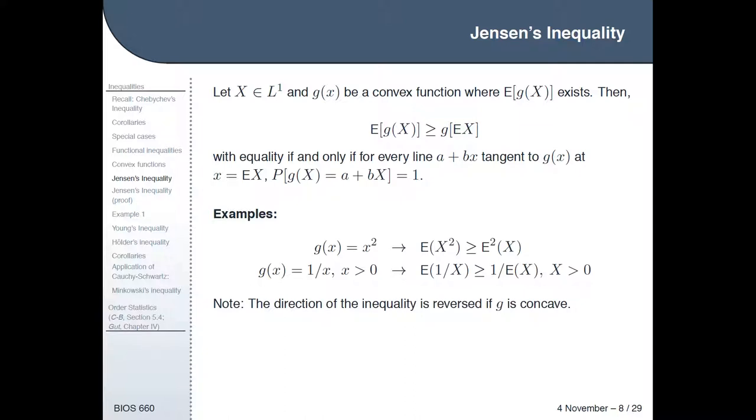Jensen's inequality still works if g is concave, but the direction of the inequality is just reversed. That's easy to prove, because if g of x is concave, then minus g of x is convex, and then you just multiply both sides of the inequality by minus 1.